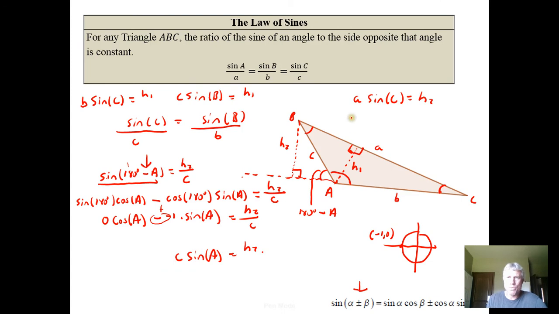We set them equal to each other, so A sine angle C has to equal C sine angle A. Then we play the same game that we've been playing. We divide both sides by A times C. A divided by A is 1, C divided by C is 1. And we get sine C over C equals sine A over A. So we get to tag everything in, sine A over A, and we get the law of sines either way.